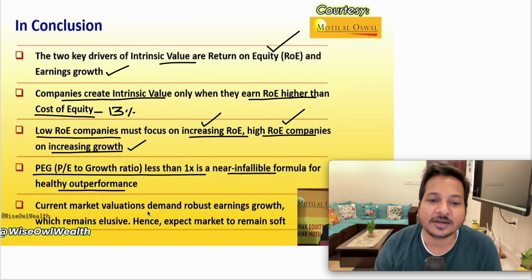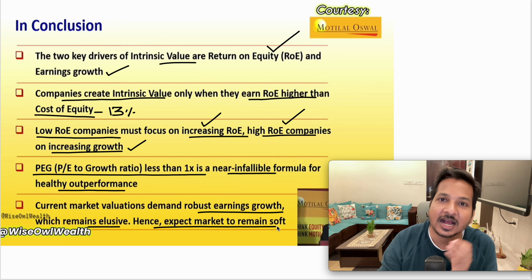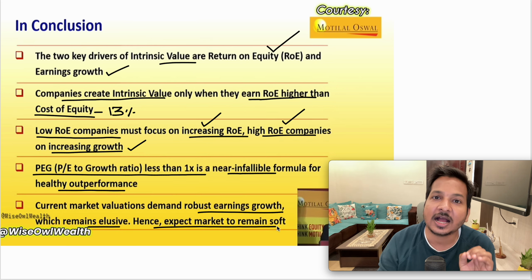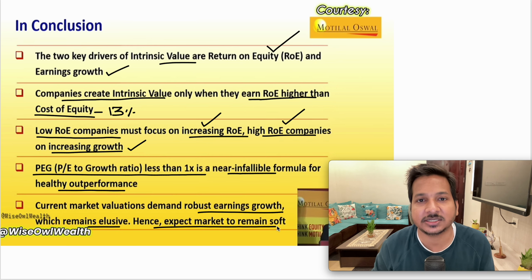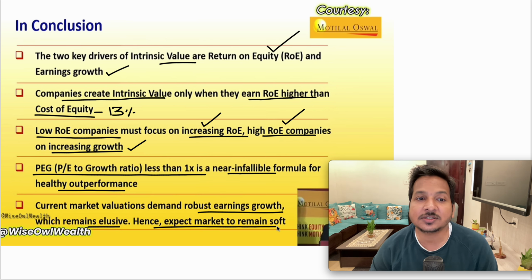Current market valuation demands robust earning growth, which remains elusive, hence expect the market to remain soft. So we need higher earning growth, high ROE, and PEG ratio should be less than 1, payback ratio should be less than 1, and in certain market situations you will get price to book and price to sales also less than 1. Such opportunities we should always look for to get good value at a lower price.